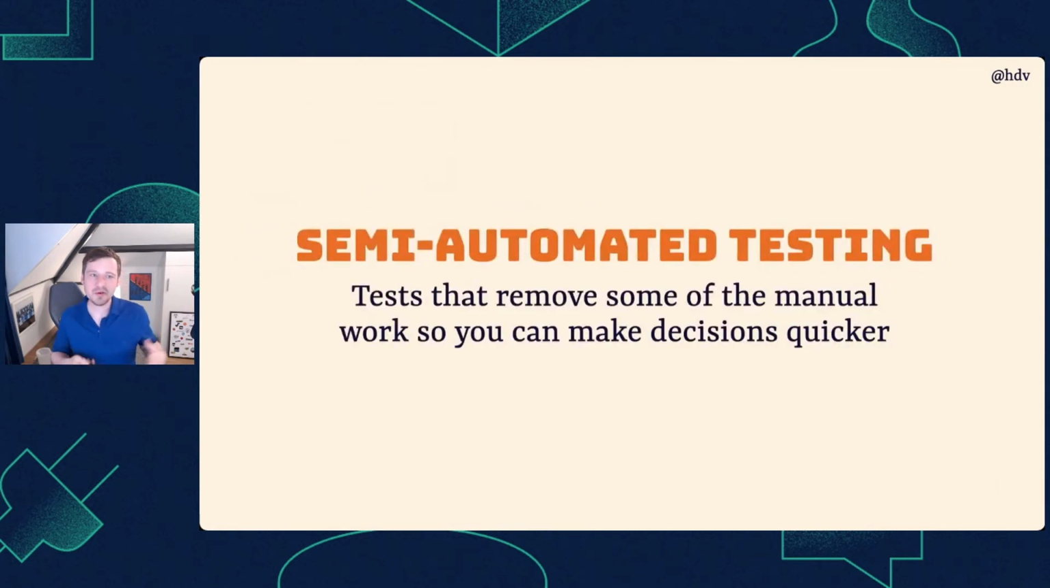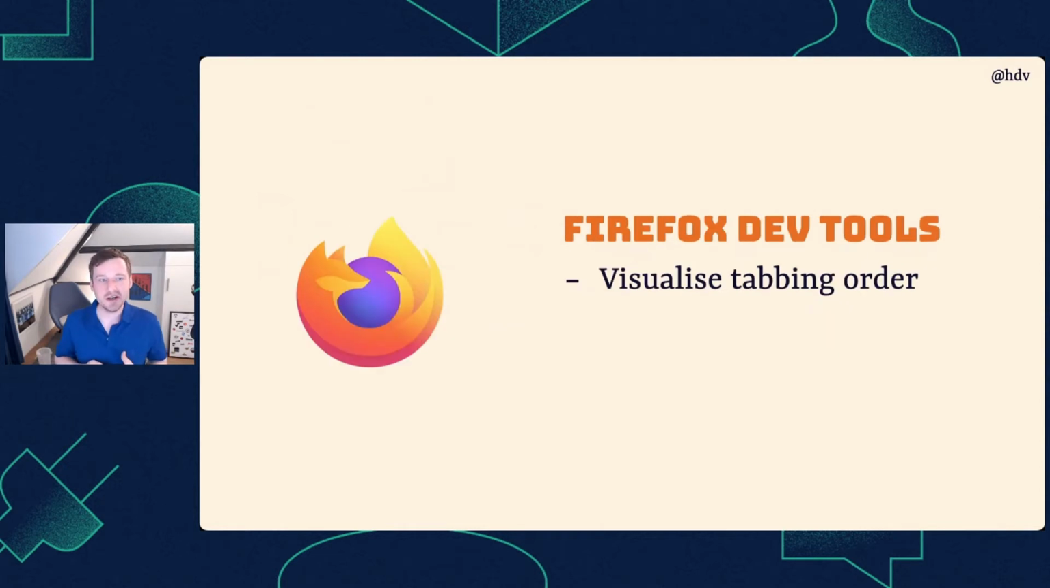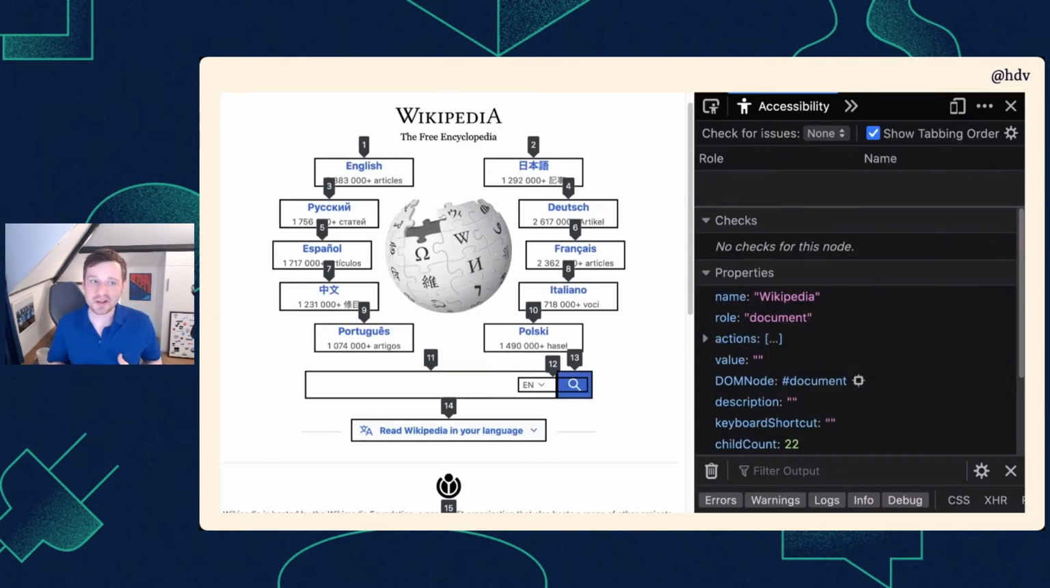Now let's look at a couple of ways to do semi-automated testing, so tests that you can run on your web page. And you can use Firefox DevTools for some of these. For instance, you can visualize the tabbing order with a checkbox in the accessibility tab. And that's really neat because that gives you an overview of what is tabbable on your page and also what the order is. So you want to make sure that the order makes sense, that you don't go from the top to the bottom back to the top all the time. So you want to have a logical order there.